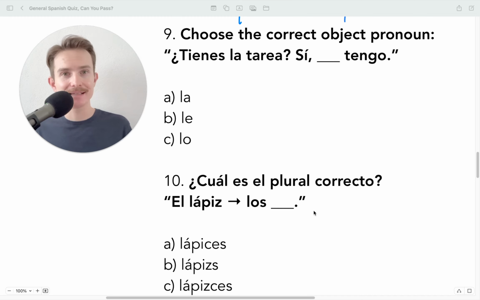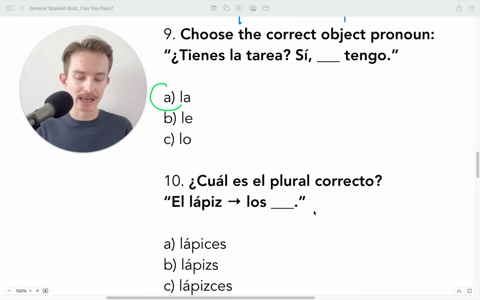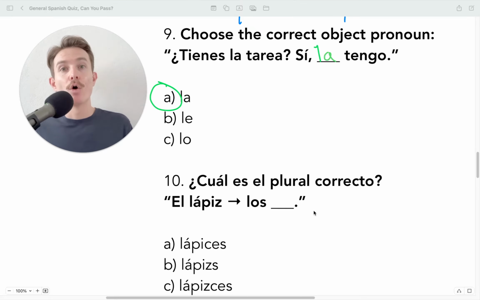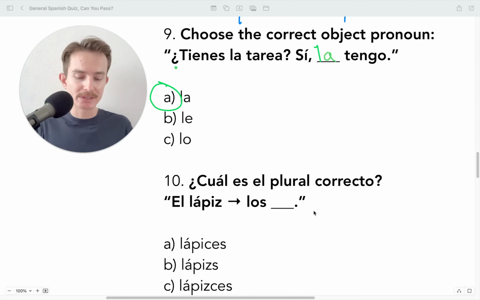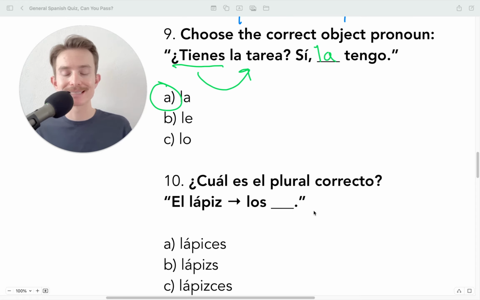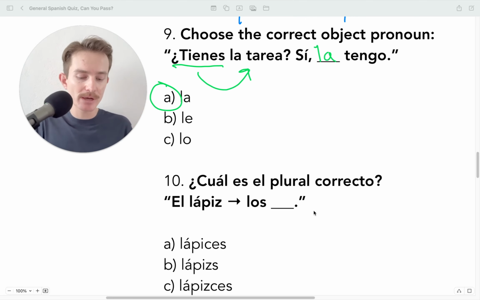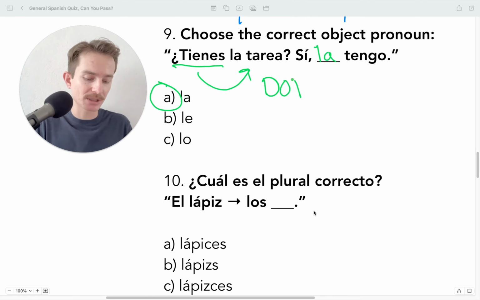¿Tienes la tarea? Sí. Blank tengo. La, le, or lo. In this case, we'll use la. Okay? La tengo. Okay? Why? Well, this is our verb, tienes, and it is directly affecting this object or this noun, which in this case is la tarea. This is what we call a direct object pronoun.